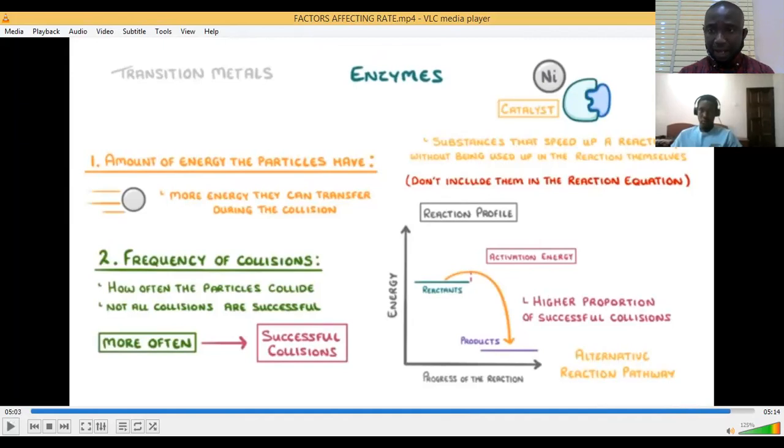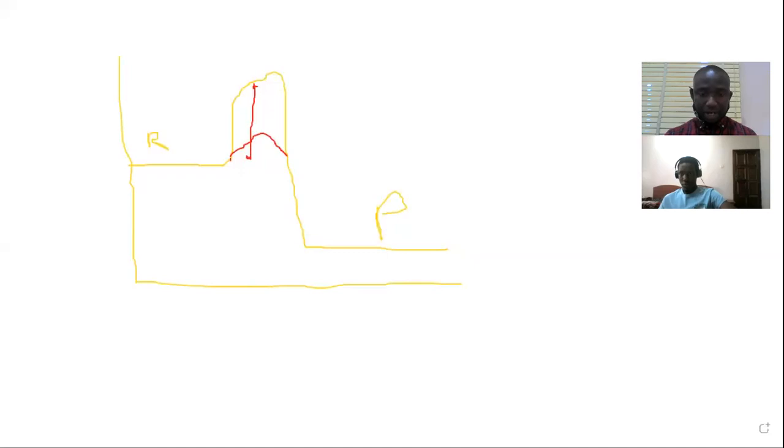Okay, I believe you understand that now. So let's go into what we call endothermic and exothermic reactions. That's where we have chemical energetics. These are types of chemical reactions. So what's an endothermic reaction?